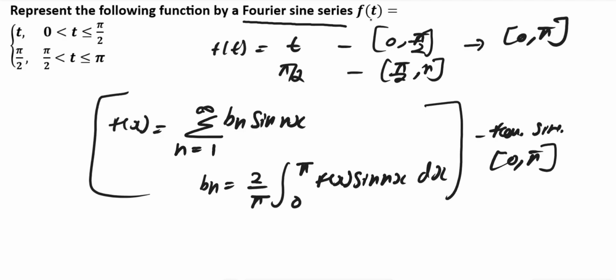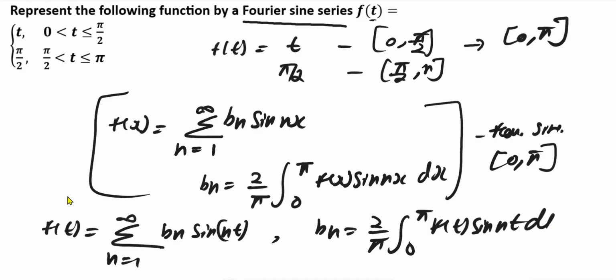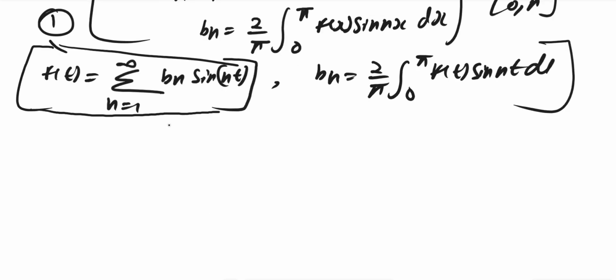Now, the function is given in the t variable. So, we can write f of t is given by summation n from 1 to infinity of bn sine nt, and bn is given by 2 upon pi integration 0 to pi f of t sine nt dt. So, we will be using this form. Mark this as equation 1, because the final answer will come in this form. Now, to get the Fourier sine series, we need to find bn.